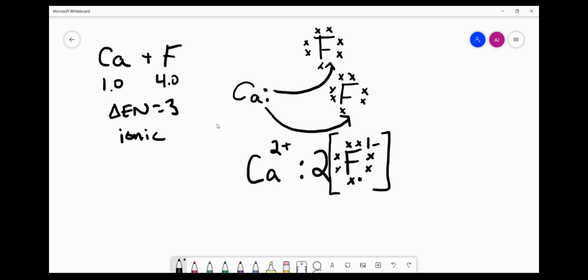Note that here we have the charges balance, 2+ and 2-, net charge of 0. That's an important concept, that an ionic compound is made up of charged particles. However, it is electrically neutral when we have the correct whole number ratio. Once again, this is not how we write a chemical symbol or chemical formula. This is how we will use Lewis diagrams to represent the formation of ionic bonds.